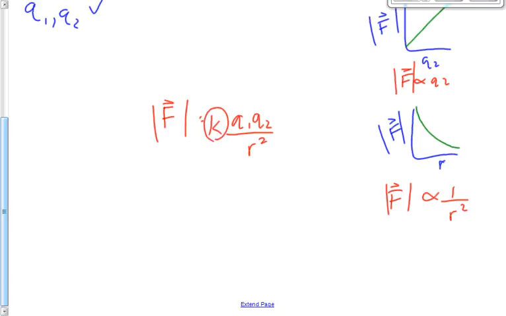This is Coulomb's law. Now, what's the value of that constant? It's the same every time. What's its value? 8.99 times 10 to the 9 Newton meter squared per Coulomb squared.